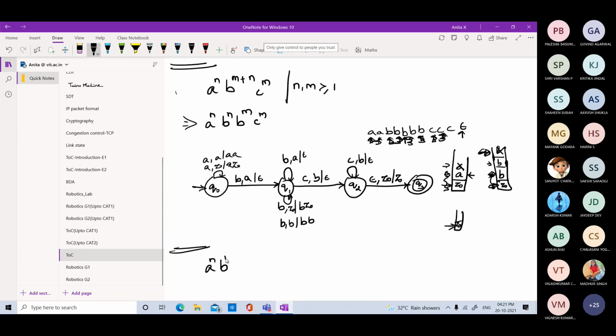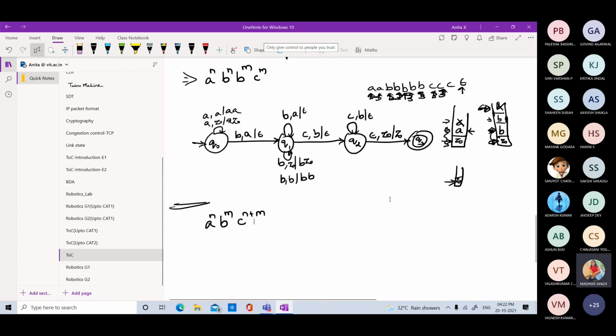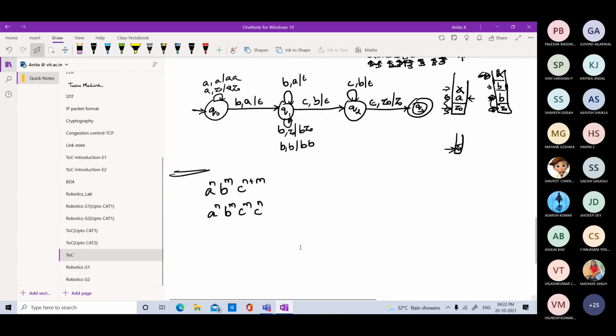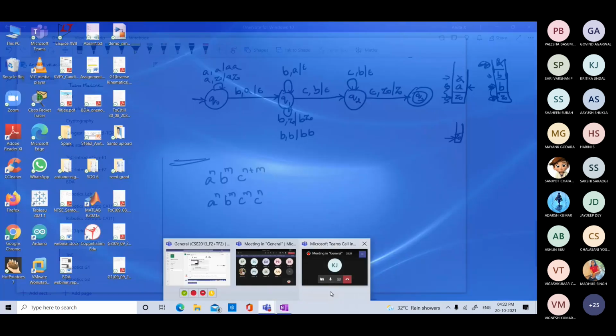Now the language is a to the n, b to the n, c to the n plus n. What should I do here? How can it be rewritten as a power n, b power m, c power n plus m? So first what should I do? I have to push A. Then B, you have to check B and C equal, and then check A and C. Good, good. Okay, all of you please do try now. Let me give you 2 minutes time. Please do try designing the problem.